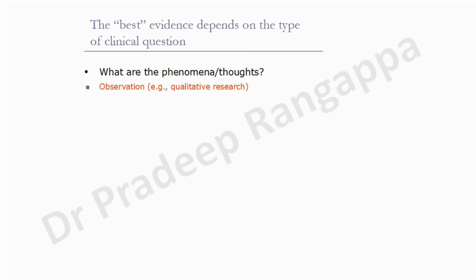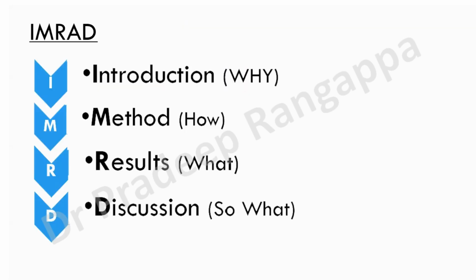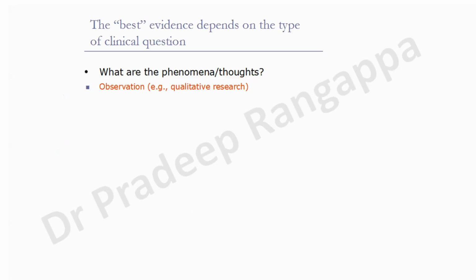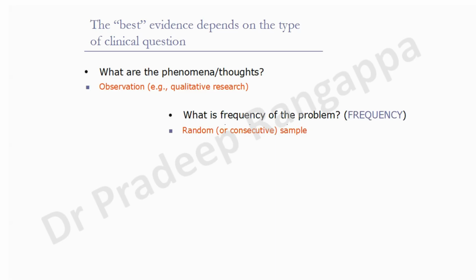And as I said, if you're looking for evidence from any article, most importantly you would look at the type of clinical questions we ask. So what are the thoughts that you have, or what are the phenomena? For that, observational studies are good enough. When you're looking at the frequency of a problem, how frequently a problem is occurring in a group of patients or in a population, then you take a random sample and check how frequently a disease occurs. Like if you want to see the prevalence rate or incidence rate of COVID, you look into the frequency by taking a random sample. That's what we were doing during COVID.